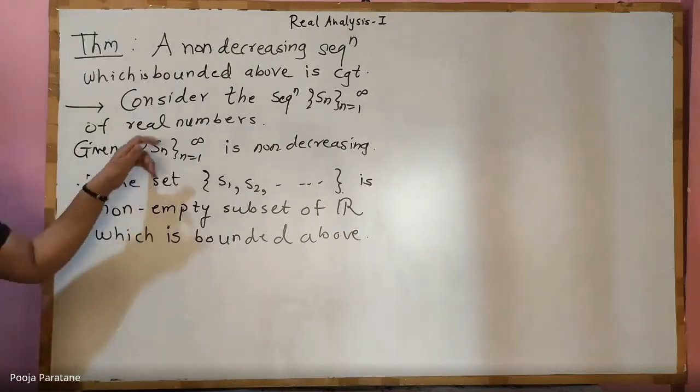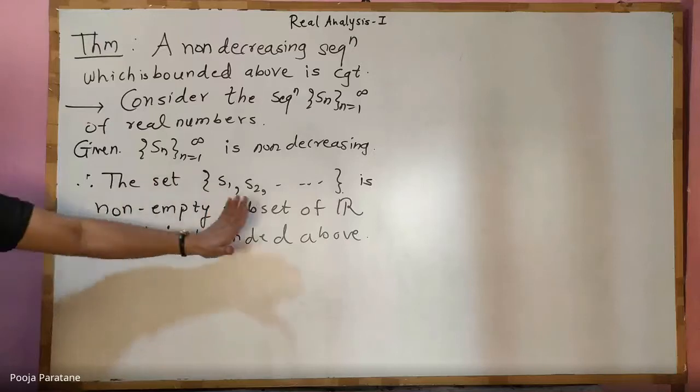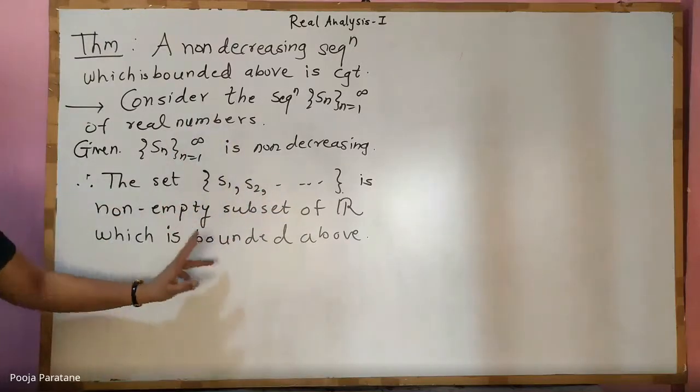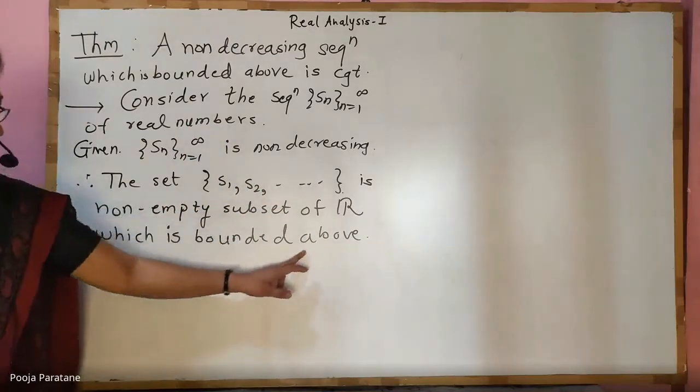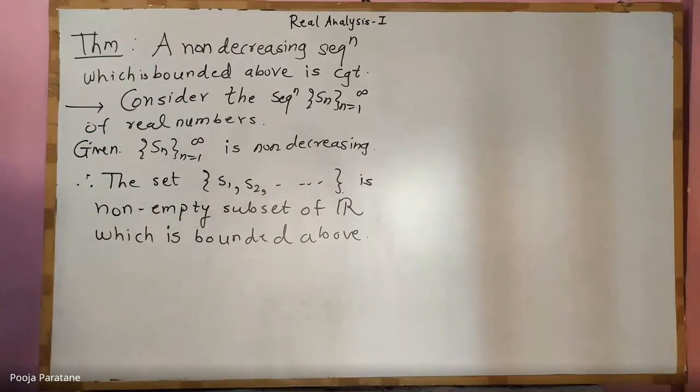Given that the sequence is non-decreasing, this set is a non-empty subset of R. So obviously there exist some terms, and also as per the criterion in the theorem hypothesis, it is given that it is bounded above.